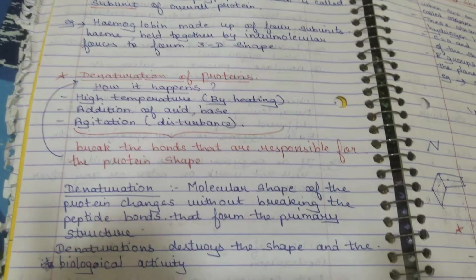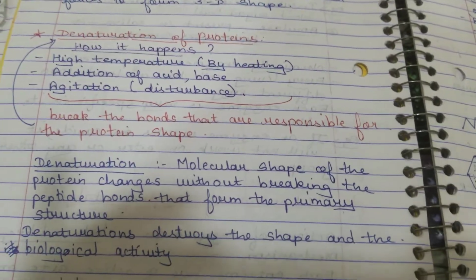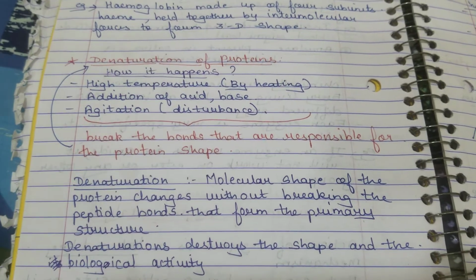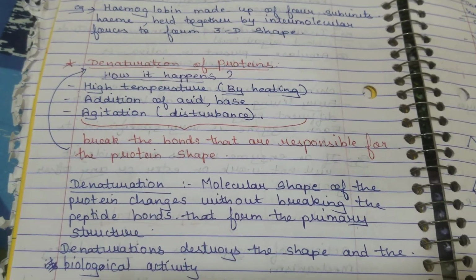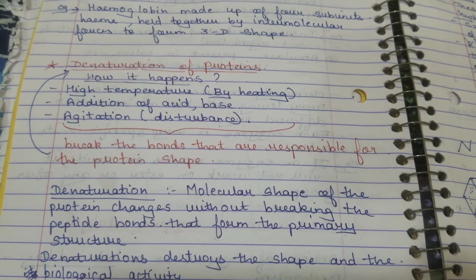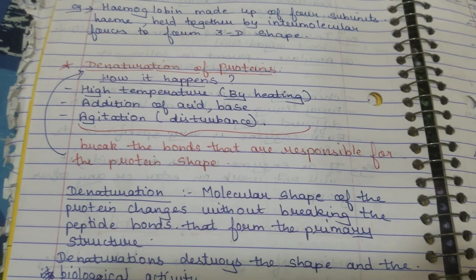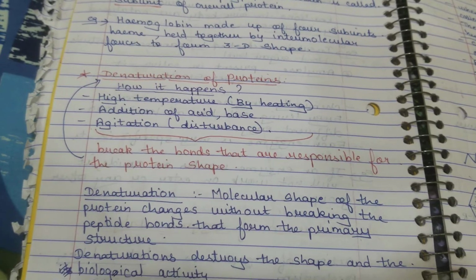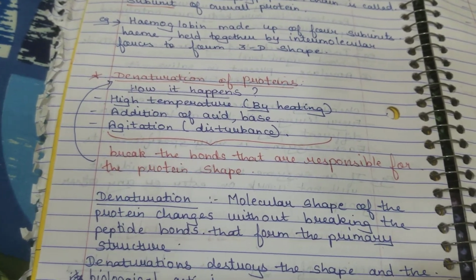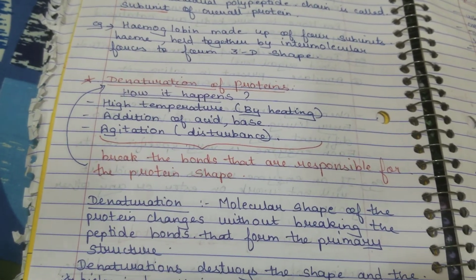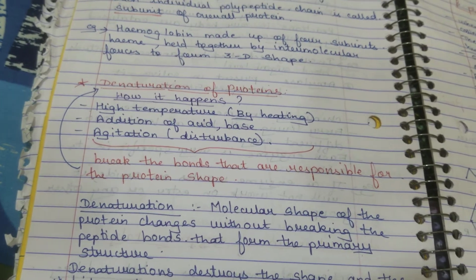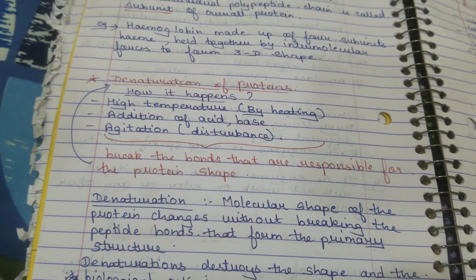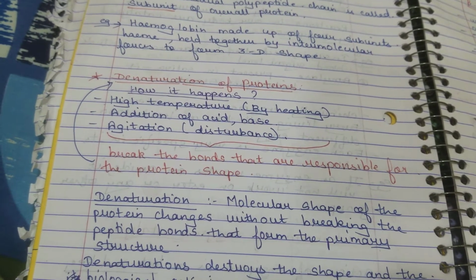Okay, now what exactly is this denaturation? The molecular shape of the protein changes without breaking the peptide bonds that form the primary structure. So what are they saying? If you look at a protein molecule, in order to form a perfect protein molecule, there are 4 levels that it needs to undergo, right? Primary, secondary, tertiary and quaternary. In primary, we are talking about the formation of peptide bonds.